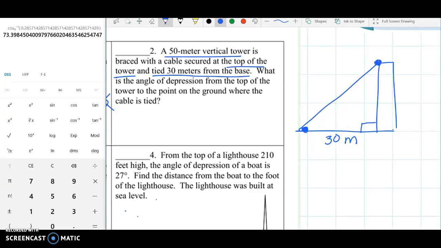What is the angle of depression from the top of the tower to the point on the ground where the cable is tied? Angle of depression is what they're asking for. Now, for your angle of depression, there has to be some type of horizontal that you go down from. So if I'm at the top of the tower, imagine you're standing up there, and your normal line of sight would be straight ahead. If you're talking about an angle of depression, maybe you're looking down at where this cable is tied along the base. So if you're looking down, this is the angle you're trying to solve for.